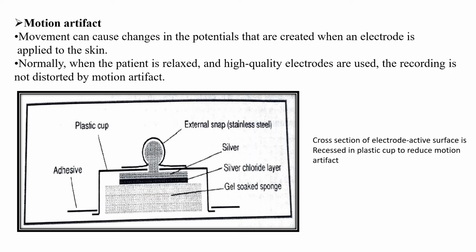Here the figure shows a cross section of the electrode, where the active surface is recessed, that is, it can be kept in a cavity in a plastic cup to reduce the motion artifact. Here the electrode is kept in the cavity of the plastic cup.